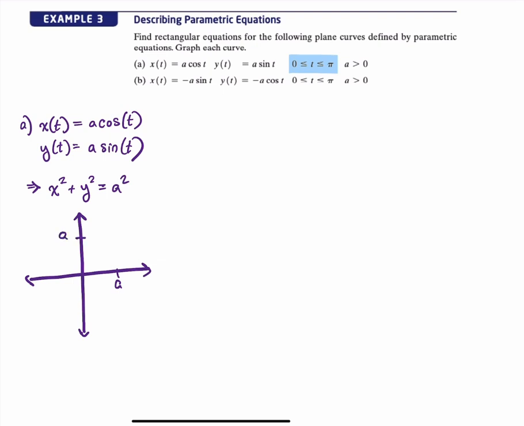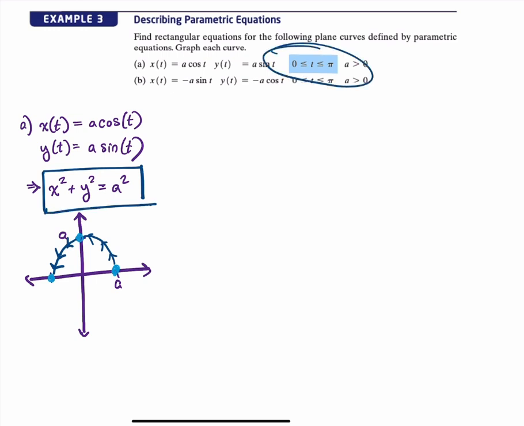So we would still start out here on the right side, and then it will finish over there on the left side. You just get half of a circle. And it was going in the counterclockwise direction. So we do have to consider the range in which our parameter is defined. It'll typically give us some kind of interval.